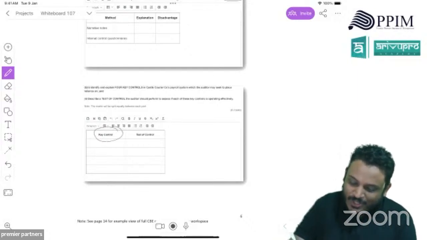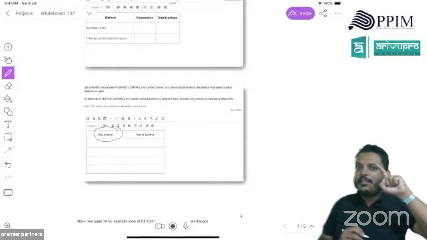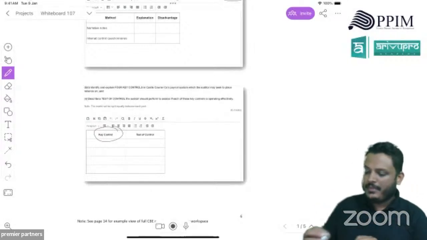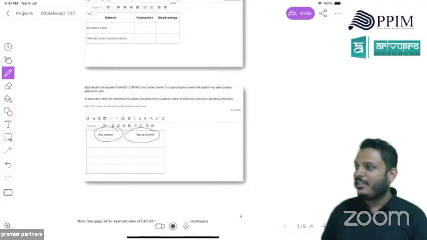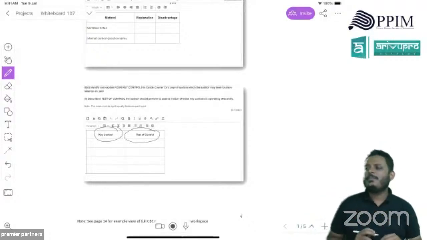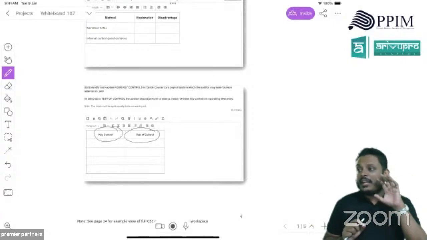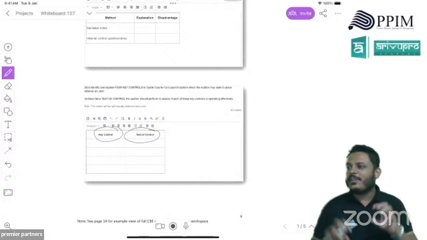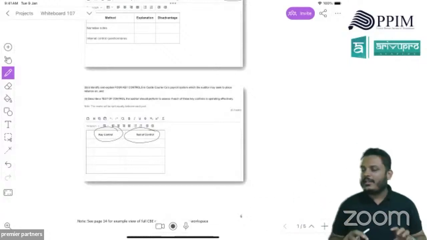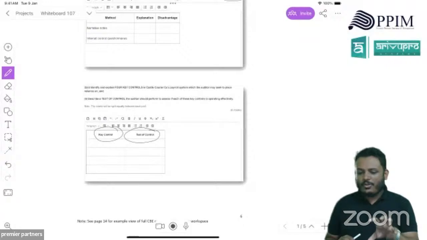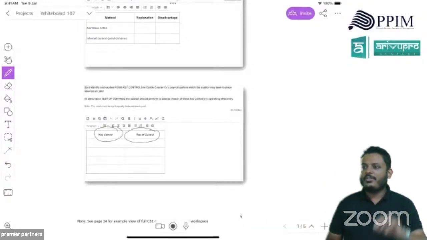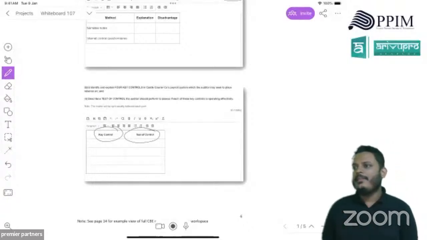Key control means control recommendation. How are you going to test that control, so that the combination is possible? Control deficiency and recommendation. Recommendation is key control. Recommendation and test of control. That's how it's linked: case study, control deficiency, control recommendation, test of control. It is interconnected.